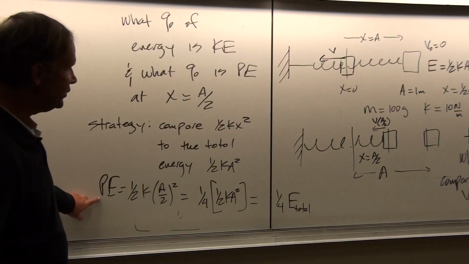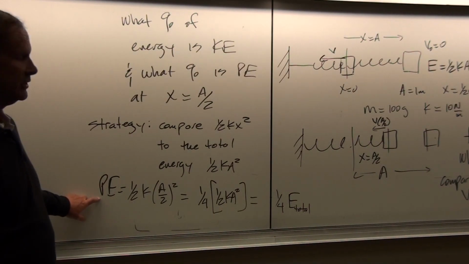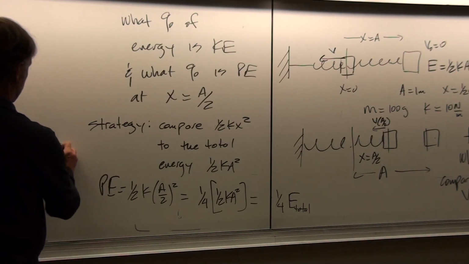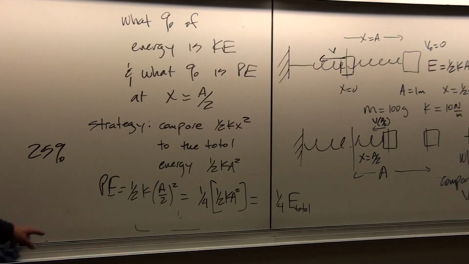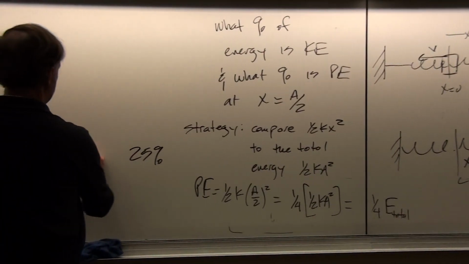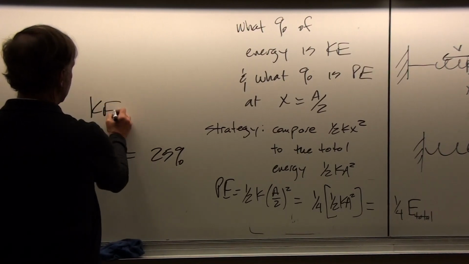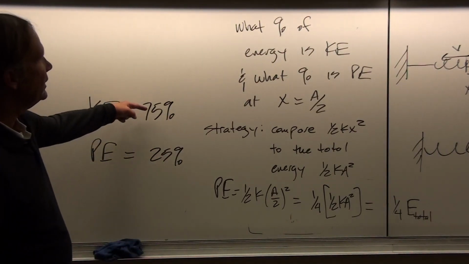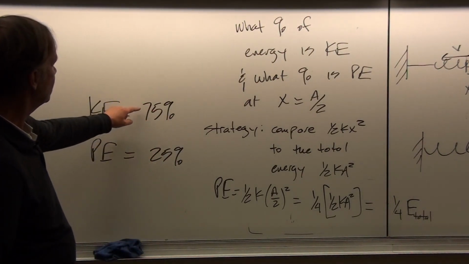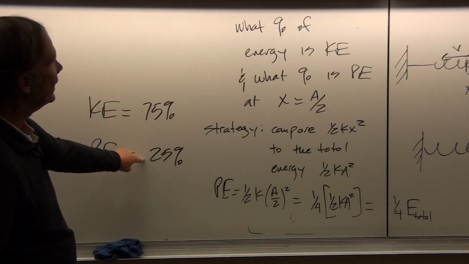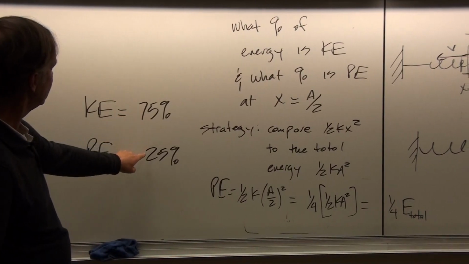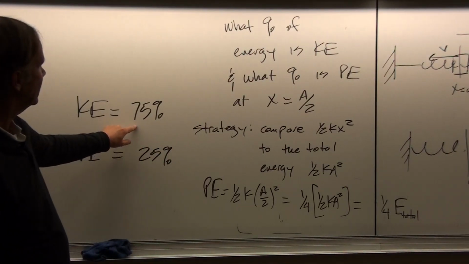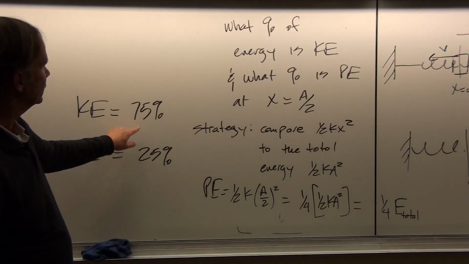So therefore, the potential energy is 1/4 of the maximum energy of the system, and therefore the potential energy is 25%. Now, if the potential energy is 25%, then the kinetic energy must be the rest, or 75%. And so what's the ratio of these two? Well, it would be in a ratio of 3 to 1. And so you'd have 3 times as much kinetic as you have potential. The potential would take up 1/4 of the total energy. The kinetic would take up 3/4 of the total energy.